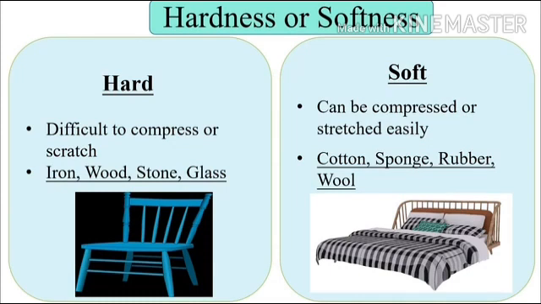rubber, wool, etc. That's why a chair is always made of wood or plastic, because its purpose is to sustain the load of a person who is sitting on it. And similarly, your pillows and your bed sheets and your mattresses are made of soft cotton material.